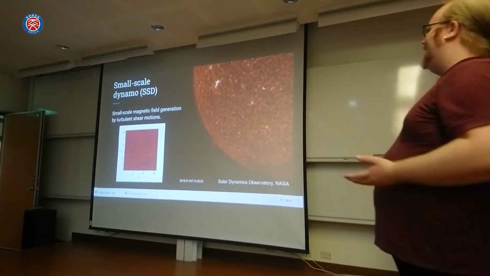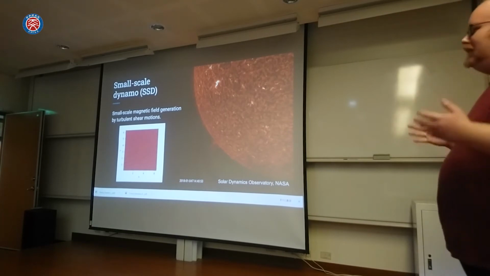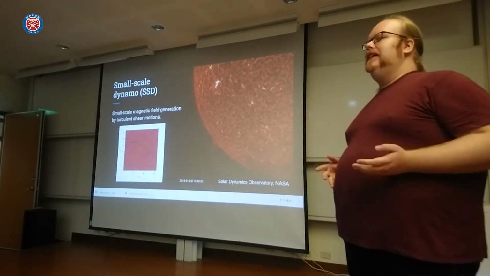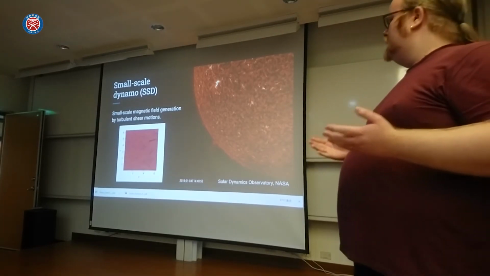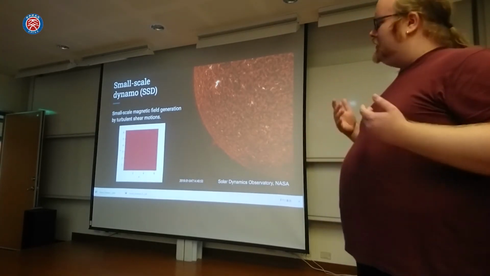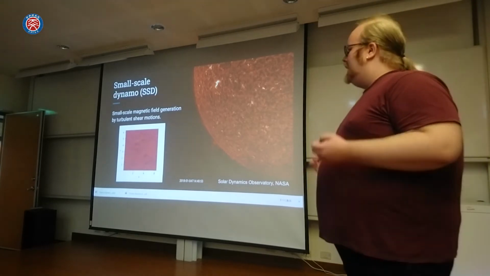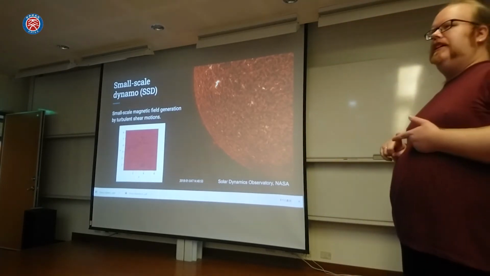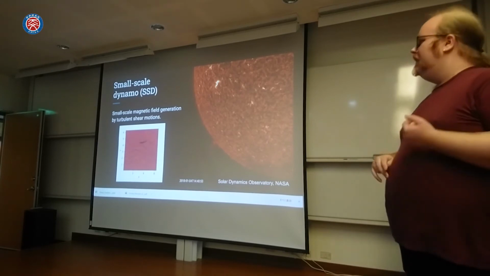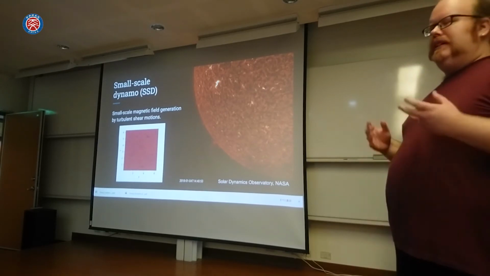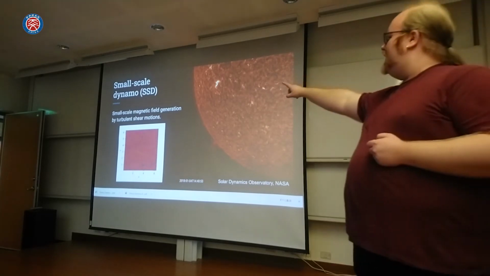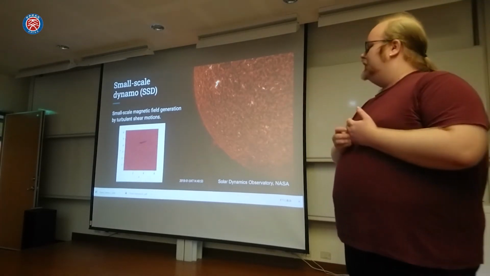So what is this small and large scale dynamo? Dynamo in general is how you generate magnetic fields in many astrophysical systems based on turbulence. There are two basic types of dynamo: the small scale dynamo and the large scale dynamo. And we are looking at both here at the same time. So in small scale dynamo, basically you have a turbulence.